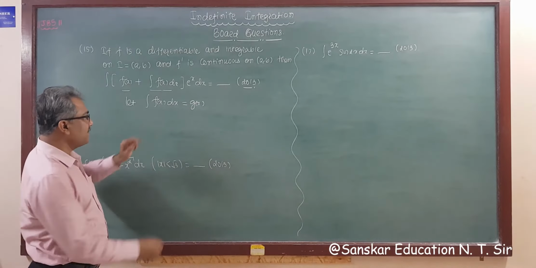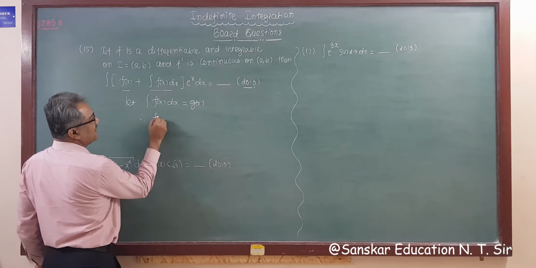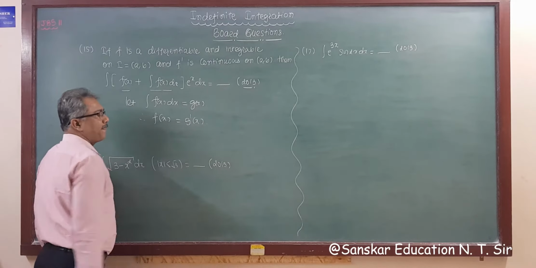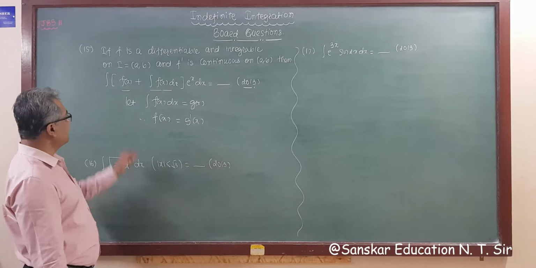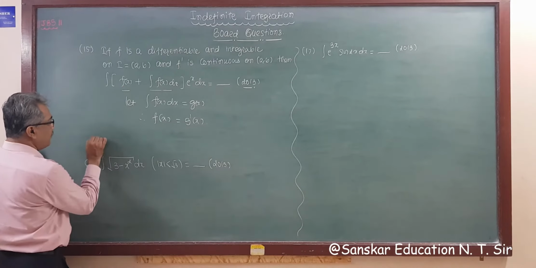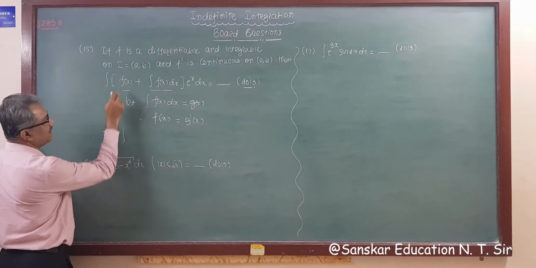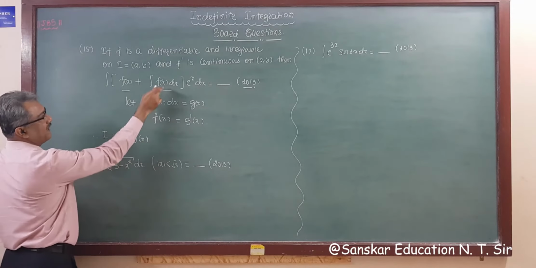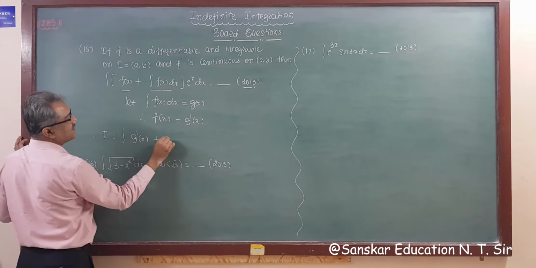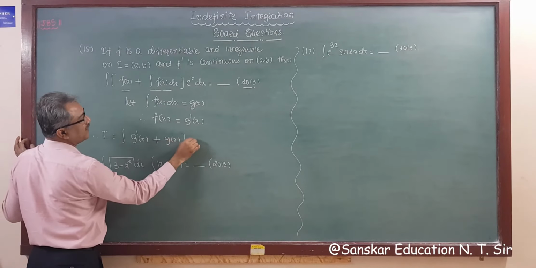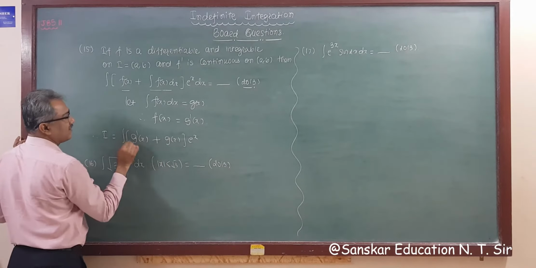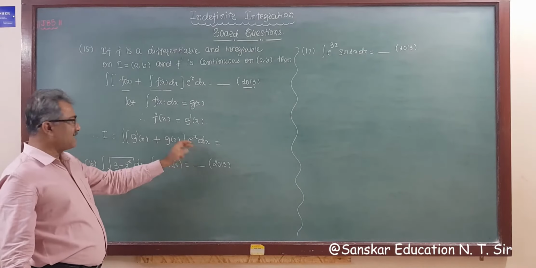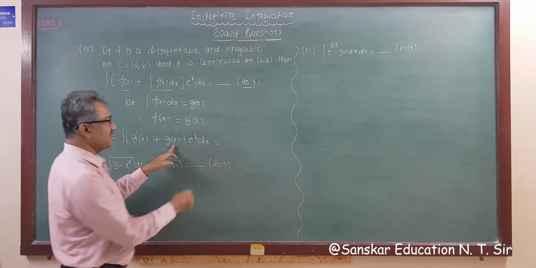So differentiating this function, what do we get? This implies f(x) is equal to g'(x). So this is g'(x). Now my question will be I equals the integral of [g'(x) + g(x)] e^x dx. So what is the answer as per your formula? e^x [f(x) + f'(x)], so e^x g(x) is the answer.